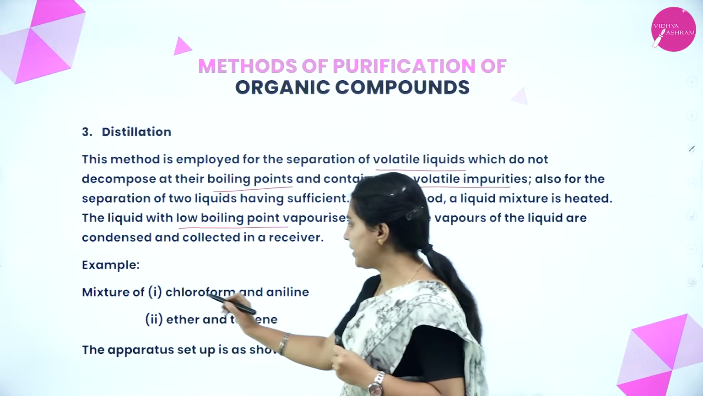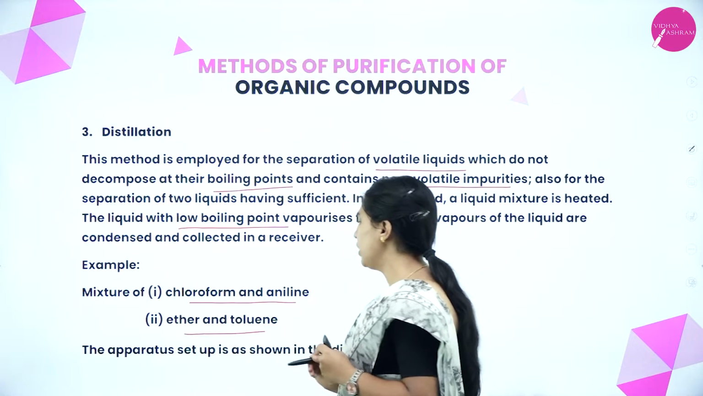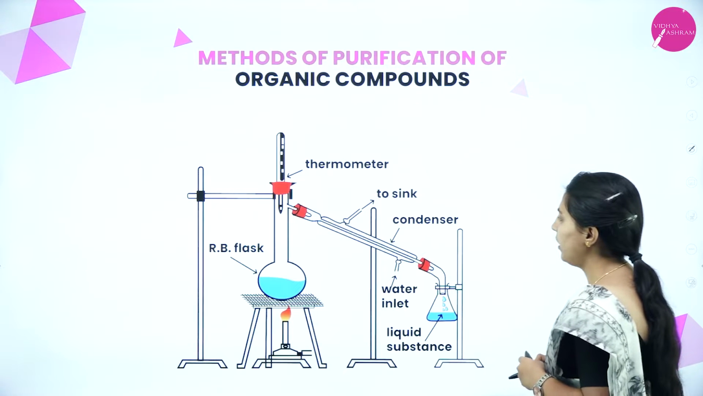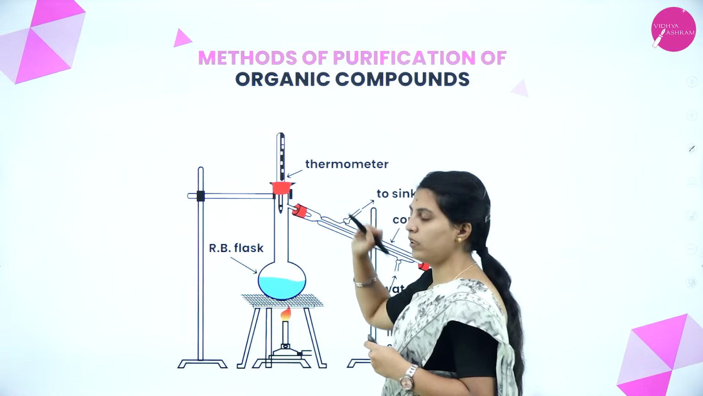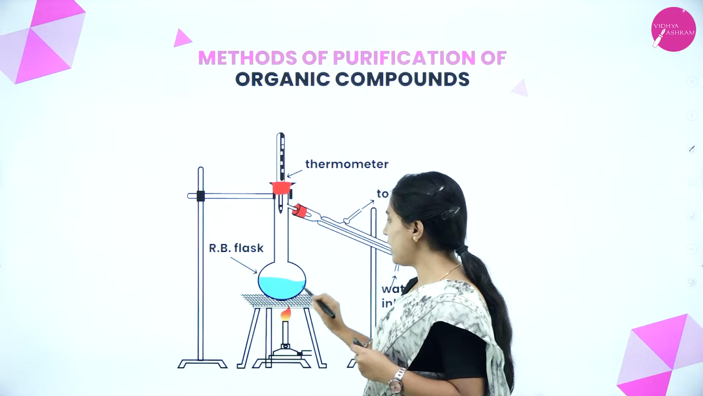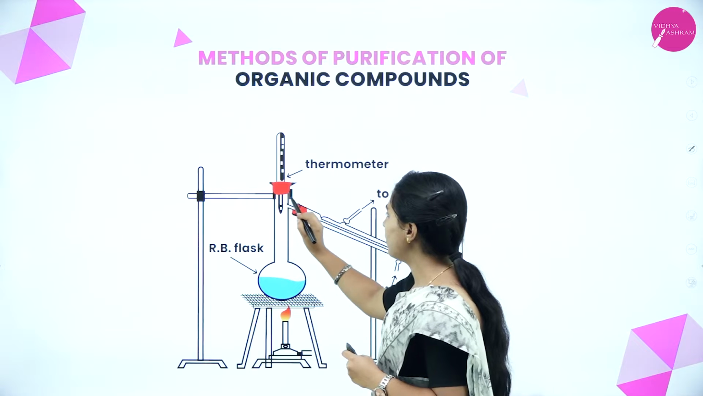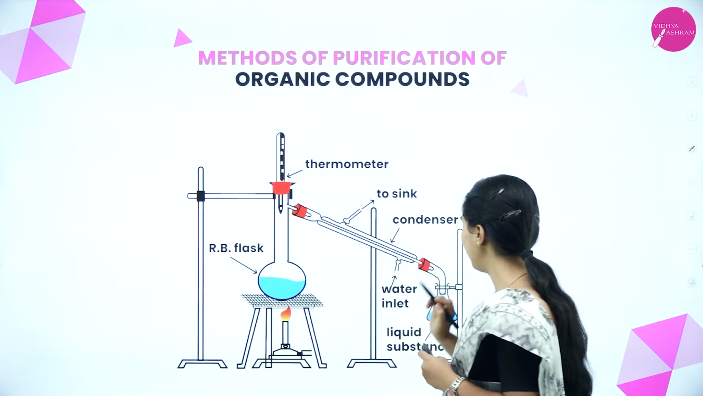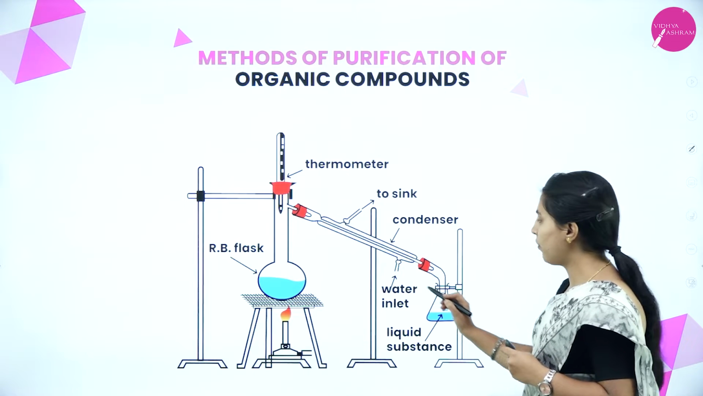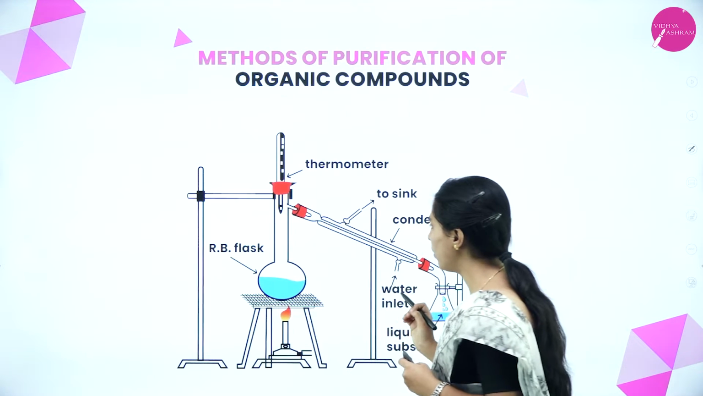Okay. Mixture examples: chloroform and aniline, and ether and toluene. See this picture. Here the mixture is there, and the thermometer. This we call a round bottom flask or RB flask. After giving the heat, the liquid substance starts moving to the receiver. Here the water inlet is there, and to the sink also we give, the impurities will go out.